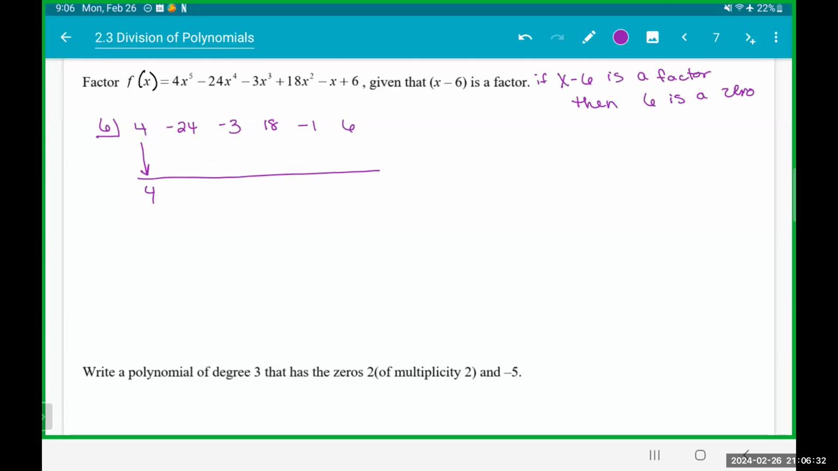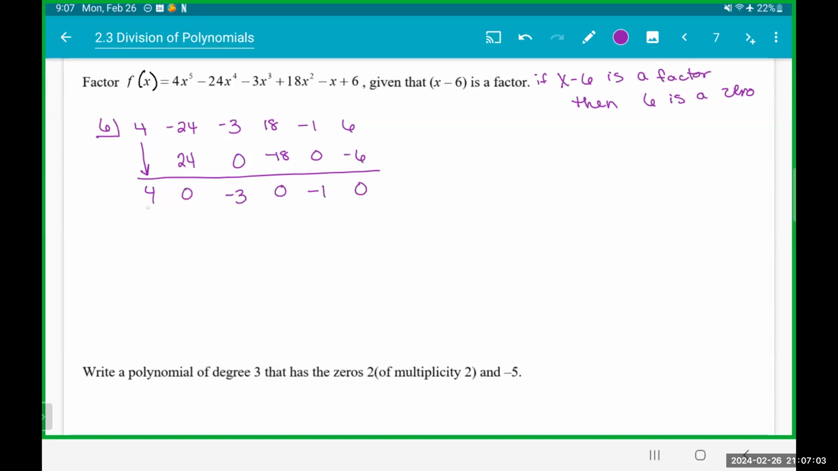So 4 times 6 is 24. That gives me minus 24 is 0. 0 times 6 is 0. Minus 3 is negative 3. Negative 3 times 6 is negative 18. Plus 18 is 0. 0 times 6 is 0. Plus negative 1 is negative 1. Negative 1 times 6 is negative 6. Plus 6 is 0. Okay?